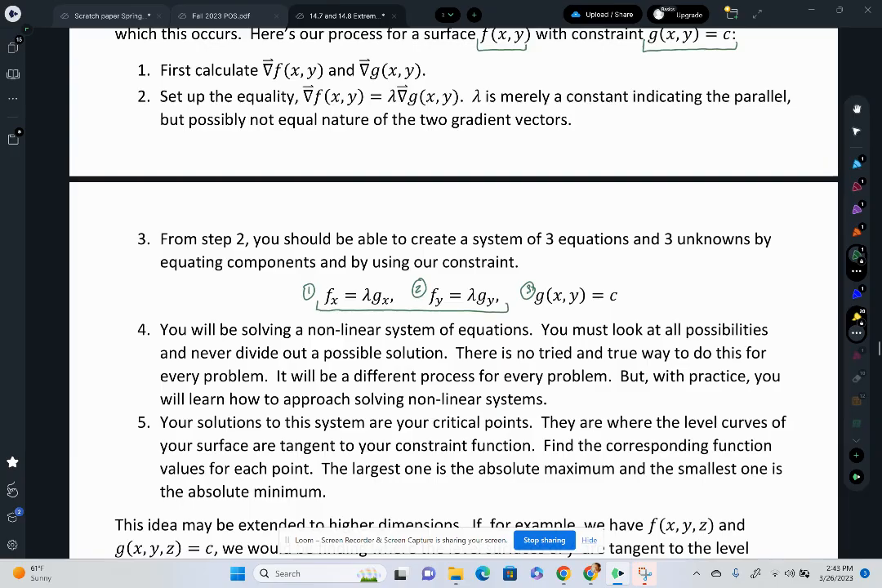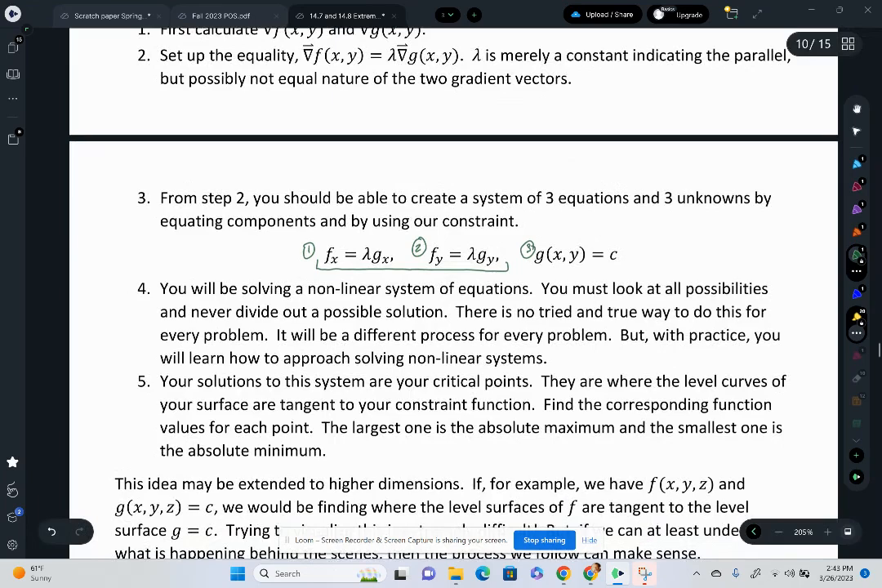It's a lengthy process. Once we find the solutions to the system, those are going to be our critical points. We're going to examine those critical points, plug them into our surface, and find out what the value of the surface is for those points. The biggest one will be the absolute max and the smallest one will be the absolute min. That's how we're going to do it.